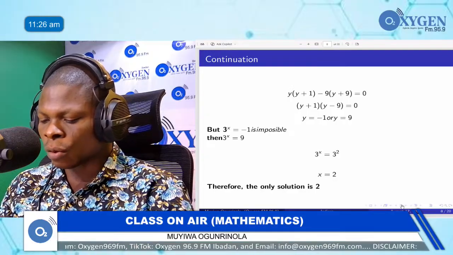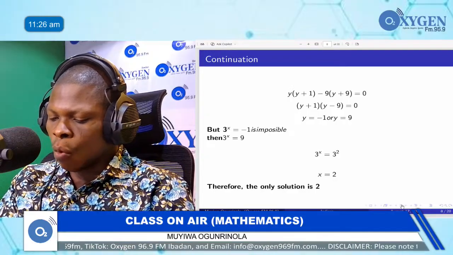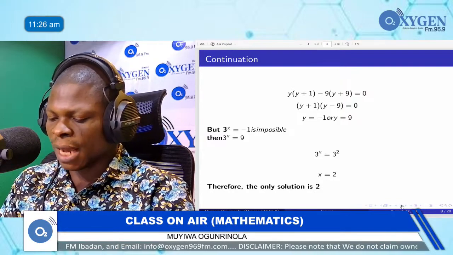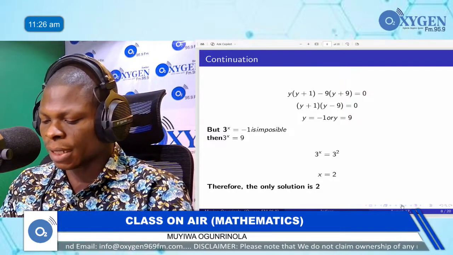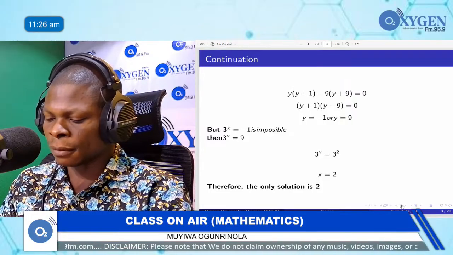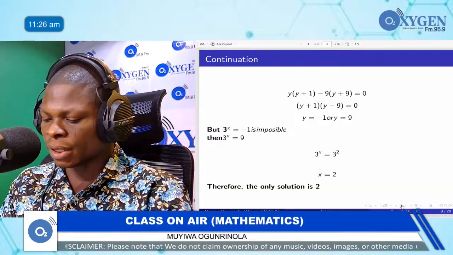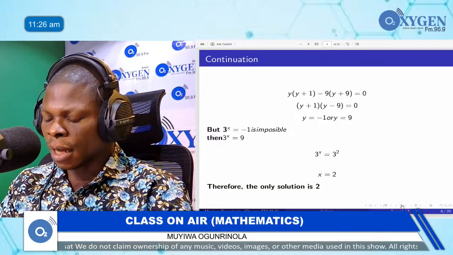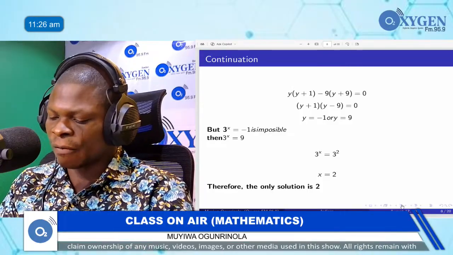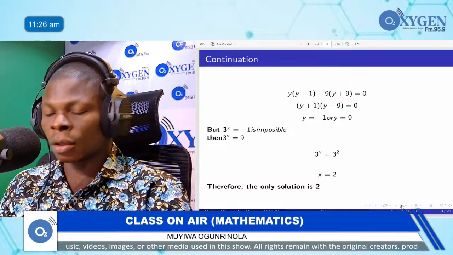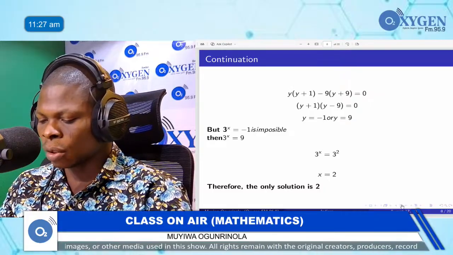So you can see that y plus 1 and y plus 1 is common, so you pick it out. That is y plus 1, then y minus 9 also you take out. So it will now be y plus 1 into bracket y minus 9 equal to 0. So now to find the value for y, the first one will be y is equal to minus 1, or y is equal to 9.